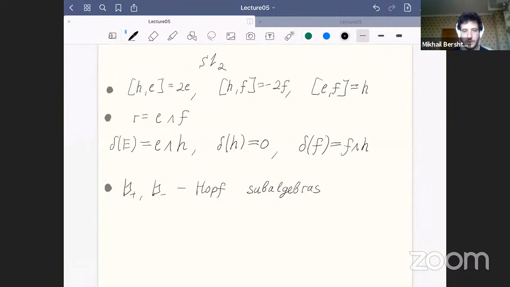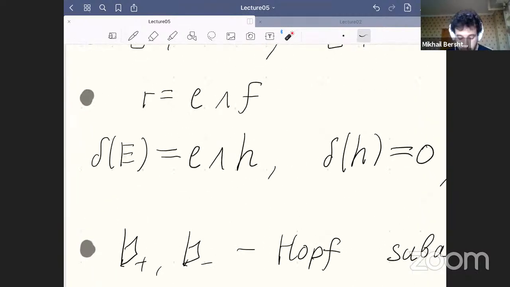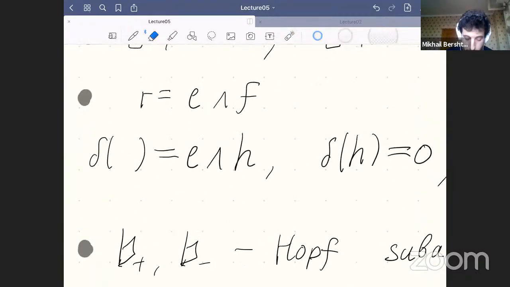Okay. Now we are ready to discuss SL2. Probably we are always ready to discuss SL2. Here I wrote its Lie algebra relations, and if I made a mistake, everybody can correct me. And here I wrote the coproduct, which we have seen last time.